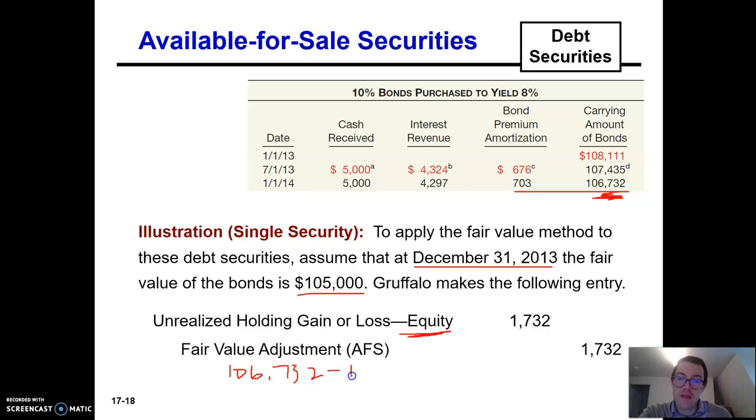106,732 minus the 105,000. That is how we got that number there.